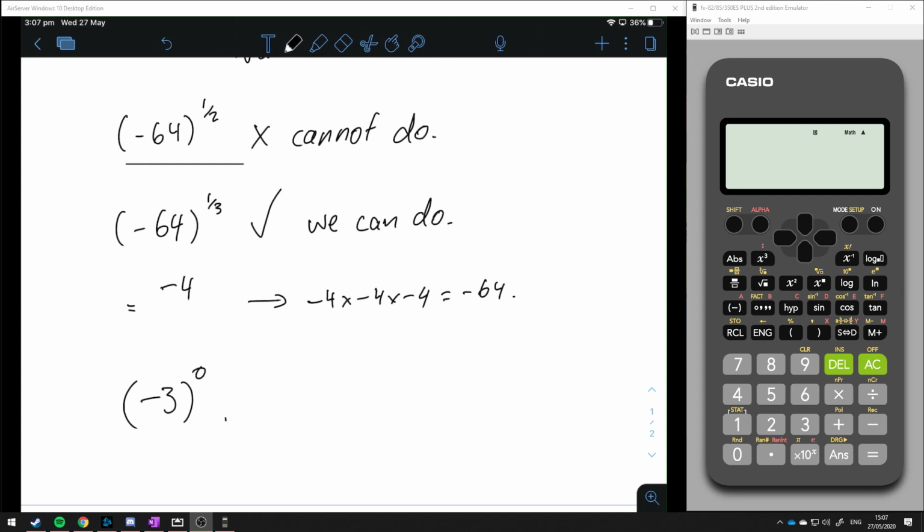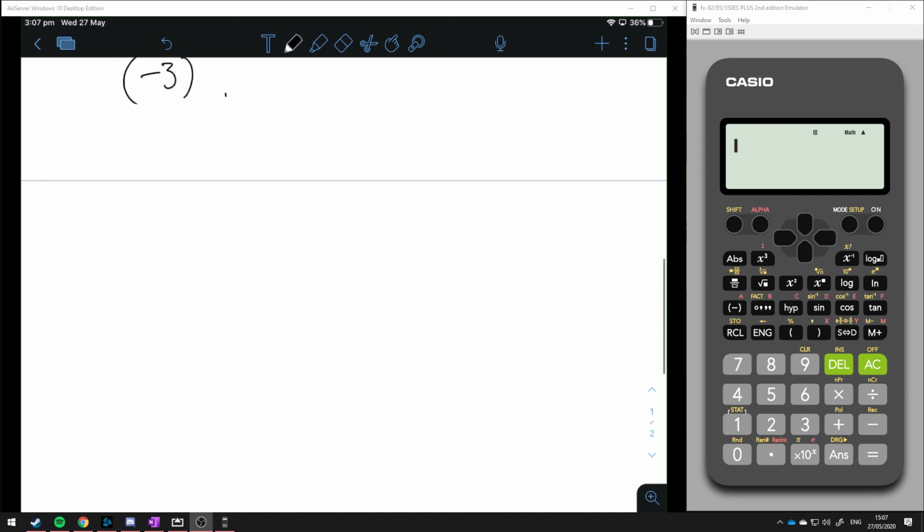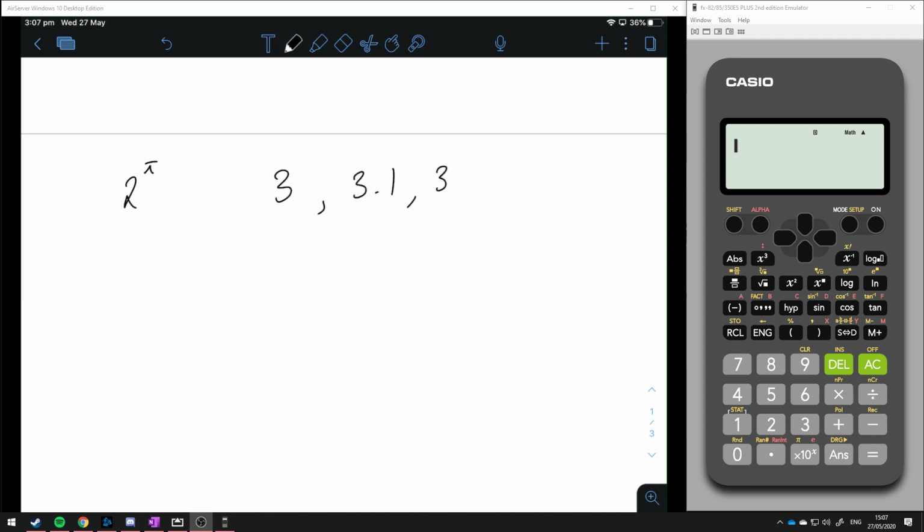With that being said, the last thing that we need to talk about is irrationals. So with irrational powers, let's say we decided we want to work out what 2 to the power of pi is equal to. If we were to take a sequence that looked like this, 3, and then 3.1, and 3.14, and 3.141, we can work out what 2 to the power of 3 is. We can work out what 2 to the power of 3.1 is. We can work out what 2 to the power of 3.14 is because they're all rational numbers.